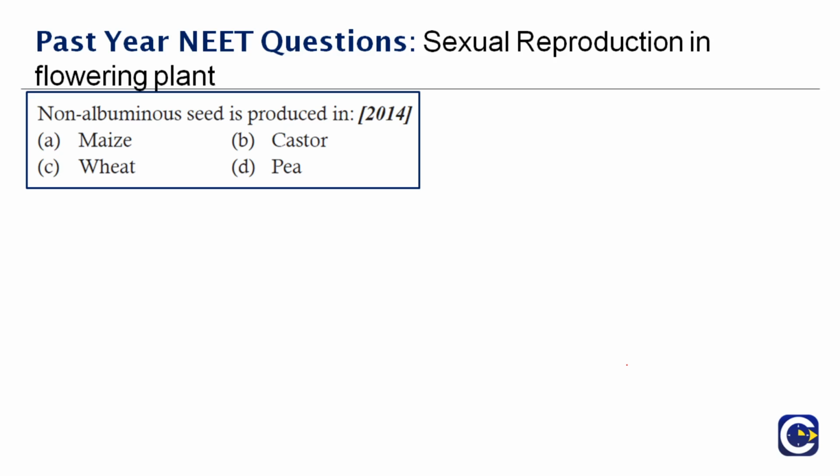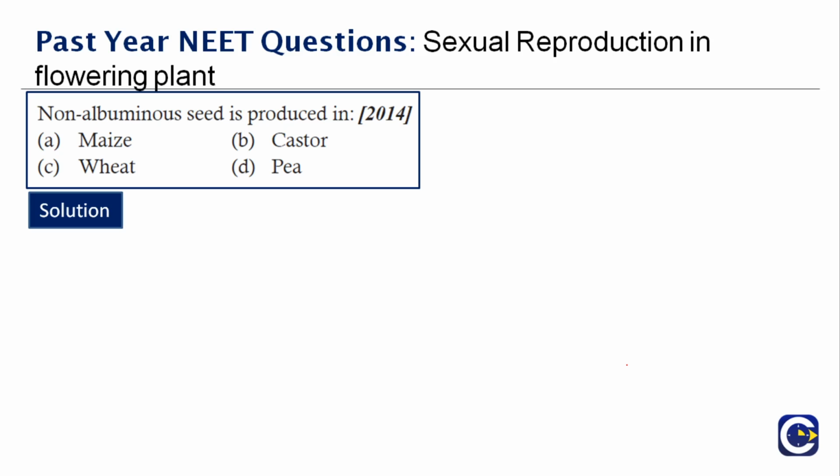Next question here. Non-albuminous seed is produced in dash, and this question was asked in the year 2014. Now, first of all, what do you mean by non-albuminous seed? We need to discuss that first. Now, when you take albuminous seeds, they are seeds which have food stored in a special nourishing tissue called endosperm that remains persistent till maturity.